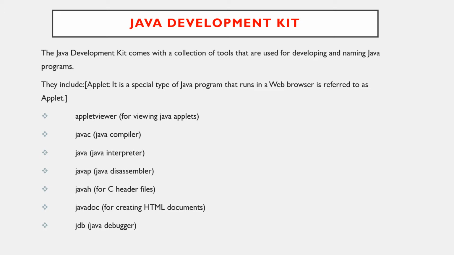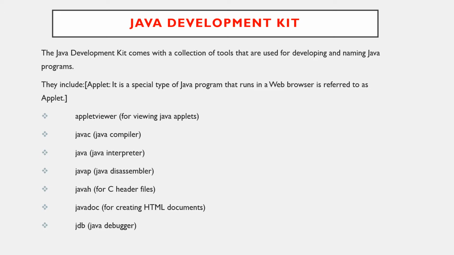The second tool is Javac. Javac is a command used for the Java compilation process, so it is a Java compiler. Then Java, that means the Java interpreter. The Java interpreter is used for interpreting the bytecode instructions into machine code instructions. This is carried out by using the tool that we call Java.